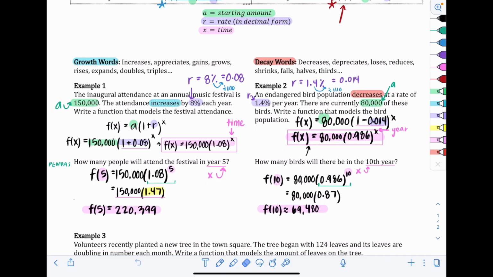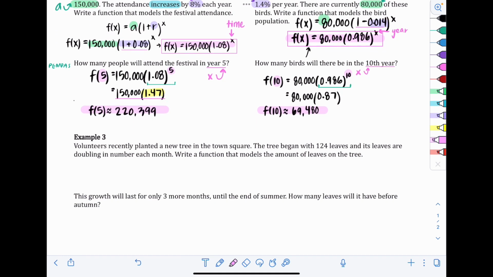Okay, so I'm going to go back and change example 1 to an approximately, just because it's not exactly that number. We had to round it a little bit. So we'll say f of 5 is approximately 22,399. And then for example 2, f of 10 is approximately 69,480. So we have one example of growth, we have one example of decay. It's good to get comfortable with both, but the biggest thing for this section is making sure that you are able to recognize the growth and decay words, so that when you read the word problem, you know which formula you need to use, because we got to get the right formula to get the problem correct.